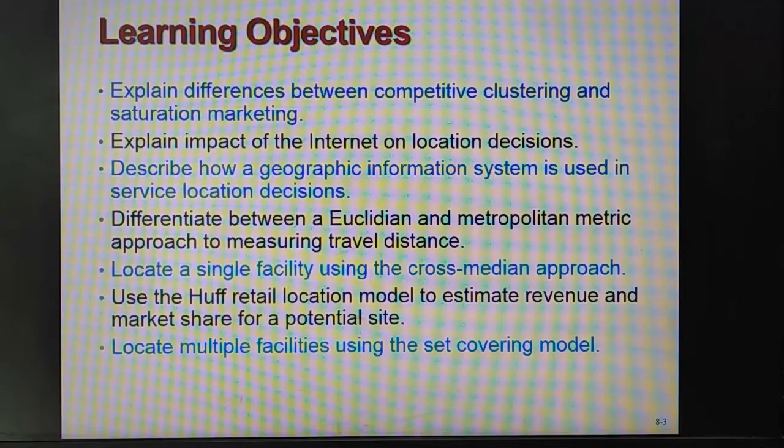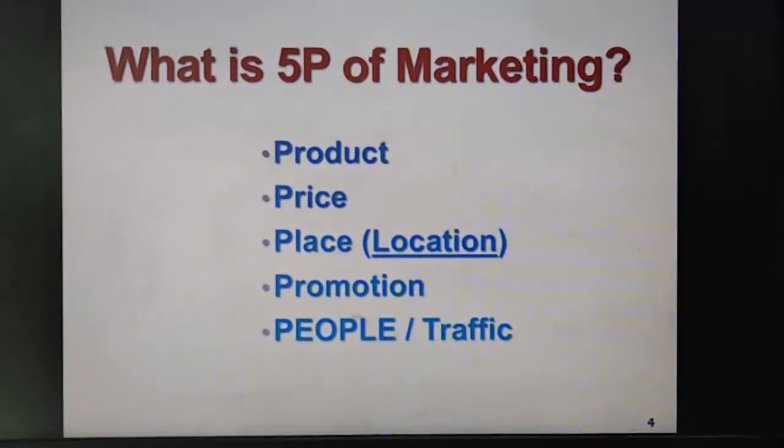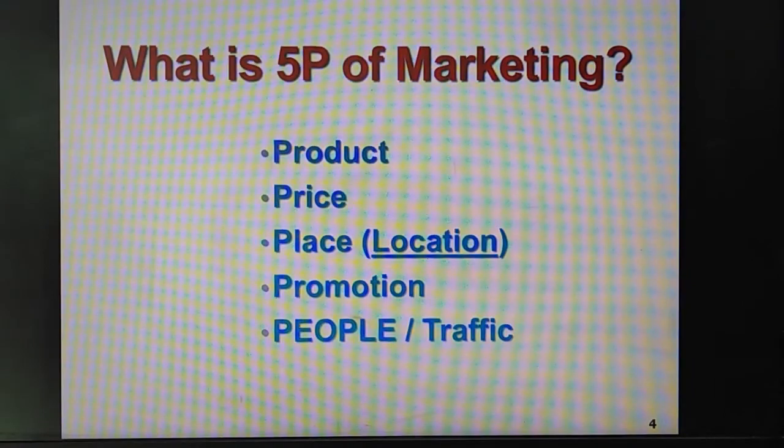Let us begin on the first segment of the lecture. First, I would like to refresh your mind because this chapter is pretty much related to the previous courses that you may have taken, which is Principles of Marketing. I think you still remember the 5 P's of marketing: product, second price, third place, fourth promotion, and the fifth is people. And when it comes to people, it means traffic. Traffic is for doing business.